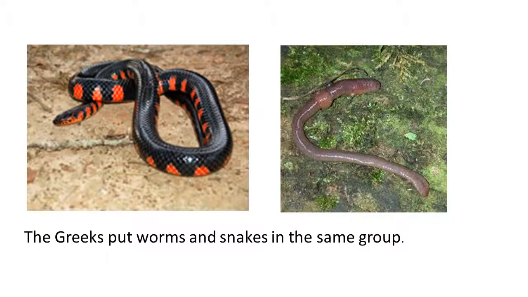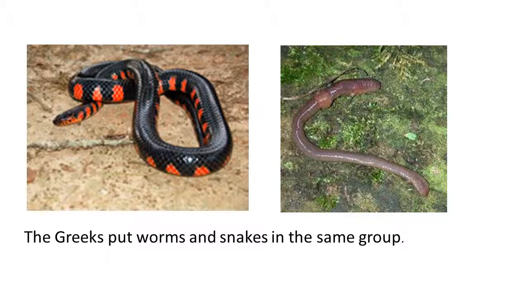The Greeks put worms and snakes into the same group, and they did this because of their common shape, this long, thin, vermiform shape it's called. But now we put them in completely different groups. For starters, one is a vertebrate, so it has a backbone, and the other is an invertebrate. The modern classifications are a reflection of an evolutionary distance between the organisms.